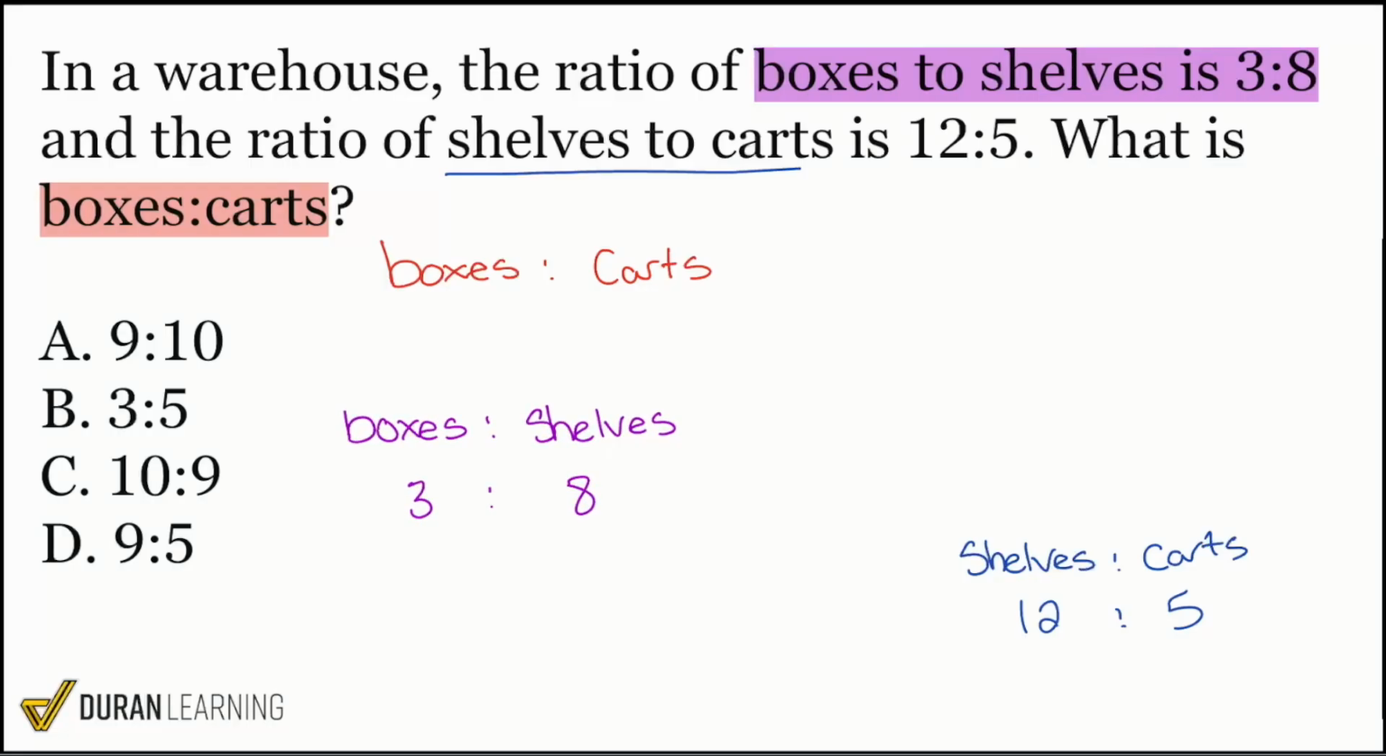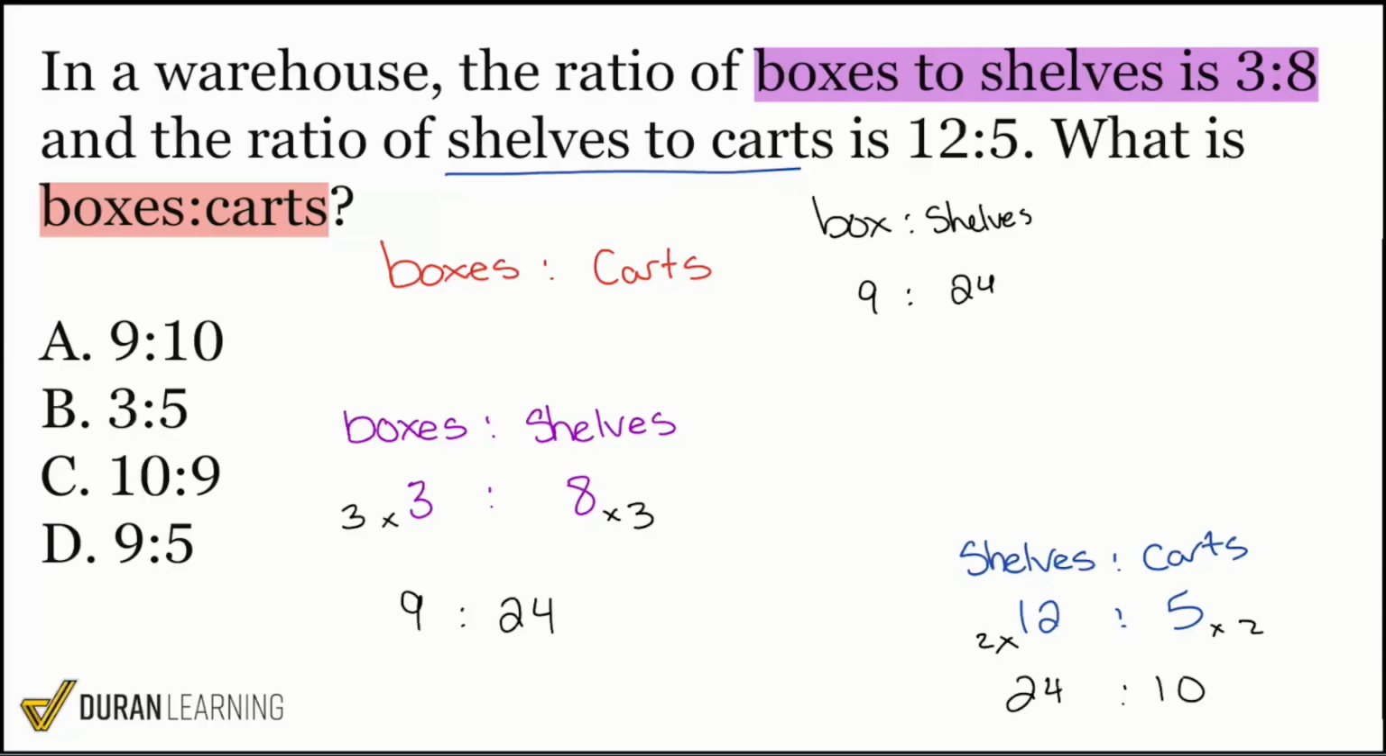We're going to have 8 multiplied by 3, and we'll multiply everything else by 3 to give us 9 to 24. And then over here, we'll multiply by 2 on the left and the right to get 24 and 10. So now we have boxes to shelves being 9 to 24. And then we have shelves and carts being 24 to 10.